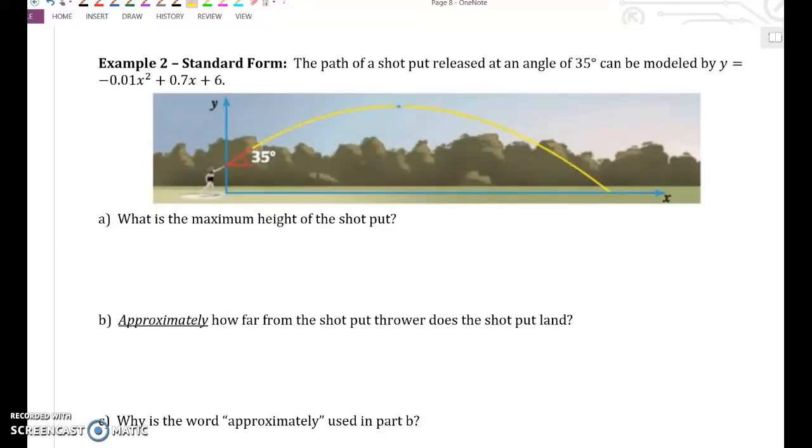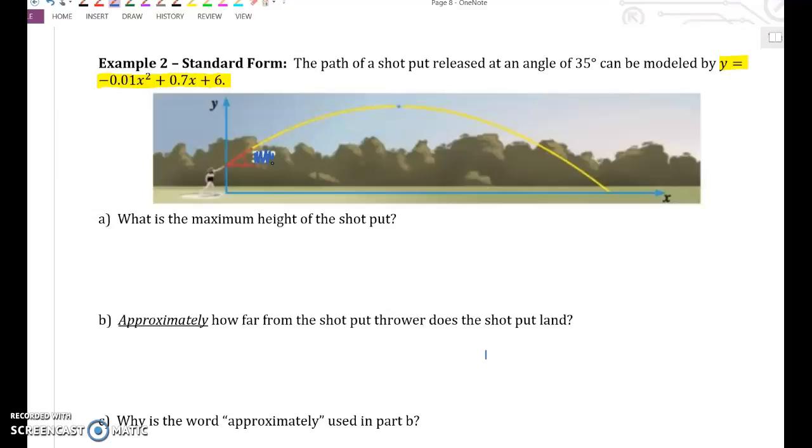The path of a shot put released at an angle of 35 degrees can be modeled by the equation y equals negative 0.01x squared plus 0.7x plus 6. All right, I am going to be completely brutally honest with you. The 35 degrees was put there by an evil math person to make you doubt yourself and to make you think that it's more complex than it is and to make you think that you can't do it. We don't need that 35 degrees. It doesn't matter at all. So do not let that 35 degrees give way to your doubt.